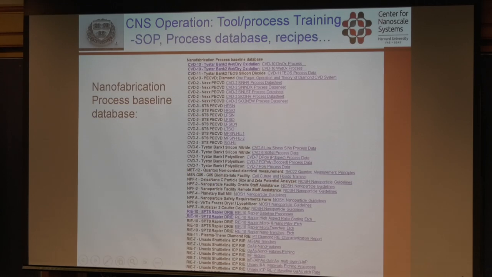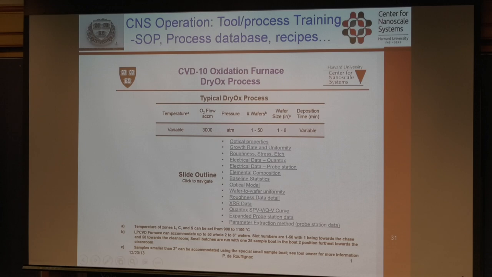Another part is the process baseline. That's the process engineers' main task. For each tool, we set up the baseline, and here is a big list. For example, this one is for the oxide process, LPCVD, and based on this recipe, you will get a certain electrical property and optical property. This baseline also helps us check the condition of the tool. My technicians and process engineers have a baseline checking schedule. If the baseline is off, that means the tool is off. We bring the equipment engineer in and fix it.